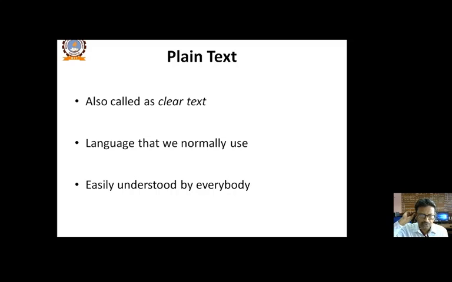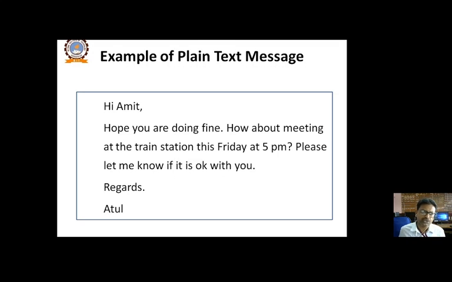Now, in this cryptography, we will be using plain text very often. Every time we will be using plain text. Plain text is a kind of text which is called clear text, the text which can be easily understood by the person who is going to read it. So that is called plain text. And the plain text is normally used in the language which we normally use, and it is easily understood by each and everyone. This is a kind of plain text.